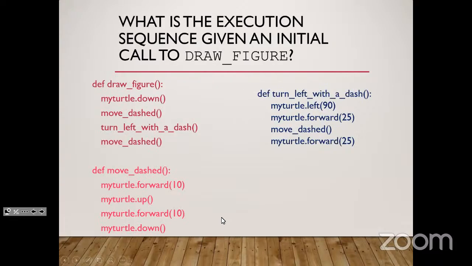So this is three examples of functions. I have draw figure, move dash, turn left with a dash. And I want to show you how the order of this works.